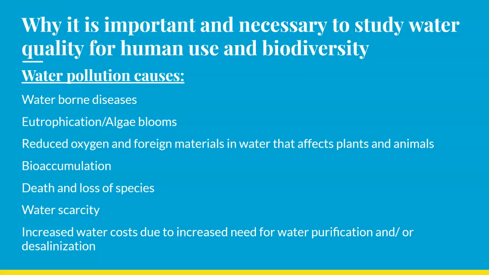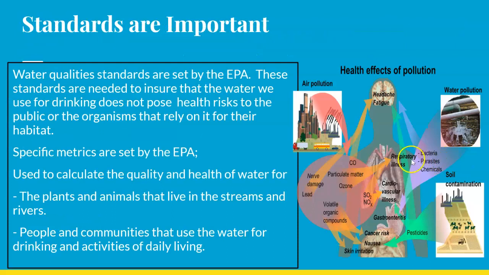when any sort of imbalance in any of the water metrics occurs, like oxygen or temperature. Water scarcity can occur from water pollution, which can increase the cost of water, as well as increase the need for water purification or desalination if there's a need for that from ocean water.